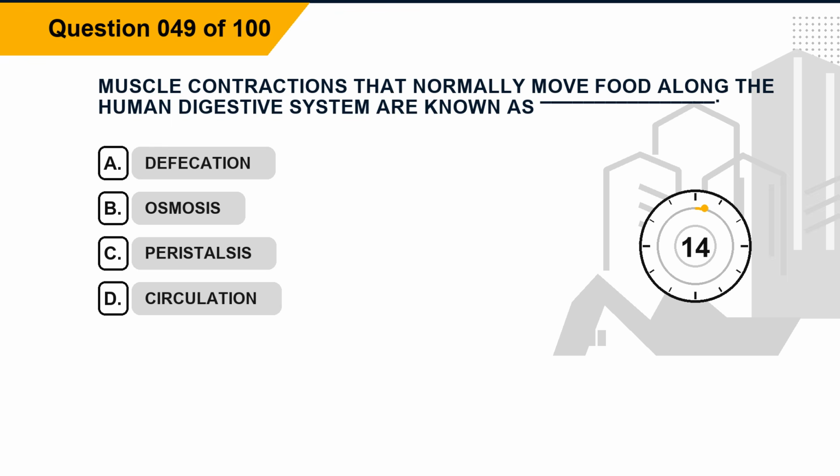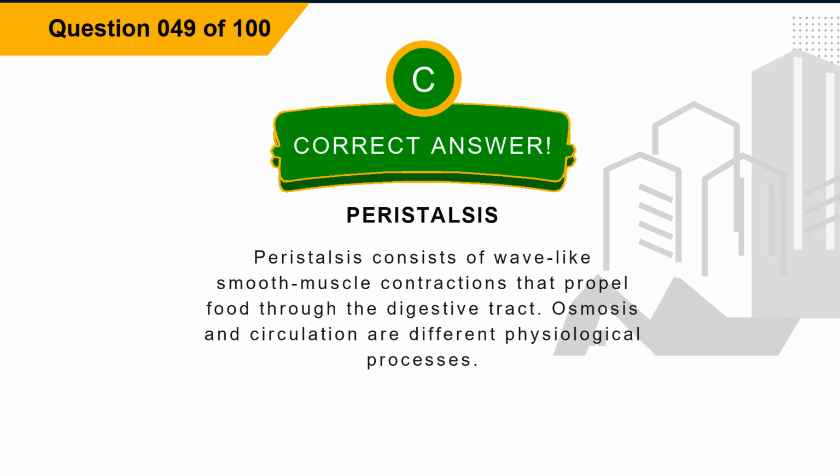Question 49. Muscle contractions that normally move food along the human digestive system are known as blank. Option A. Defecation. Option B. Osmosis. Option C. Peristalsis. Option D. Circulation. The correct answer is option C. Peristalsis. Explanation. Peristalsis consists of wave-like smooth muscle contractions that propel food through the digestive tract. Osmosis and circulation are different physiological processes.